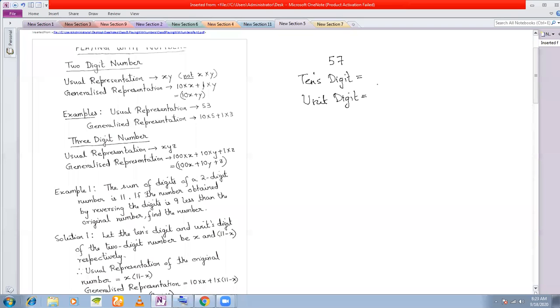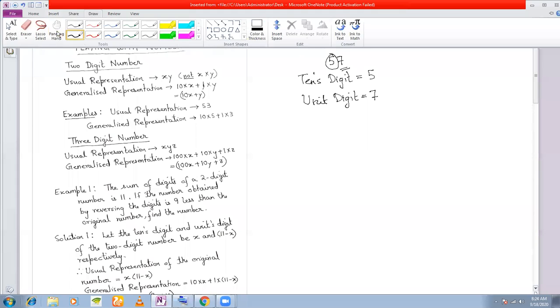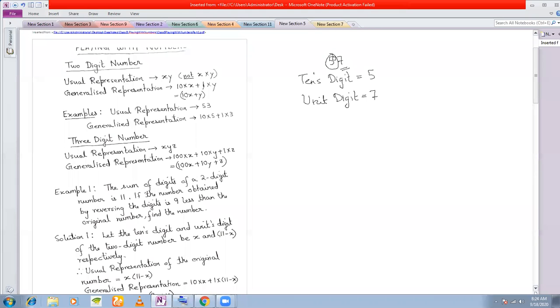Okay, the tens digit here is 5, and the units digit here is 7. The way we are writing this, this number is actually made up of two digits. What are those digits? The two digits are 5 and 7. So 57 is made up of two digits, 5 and 7.